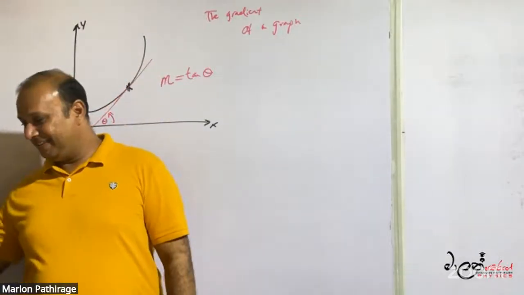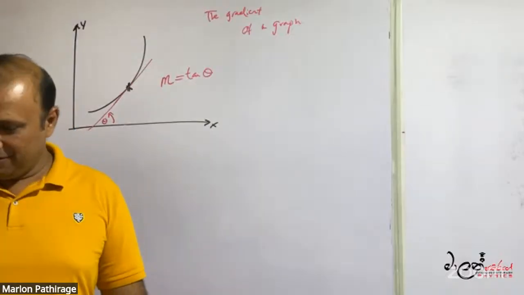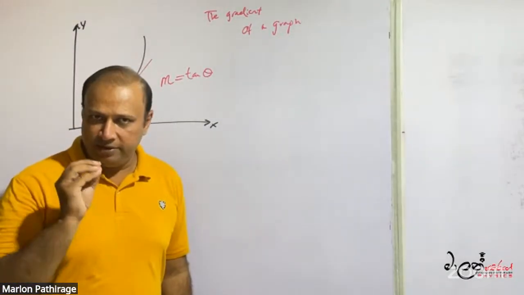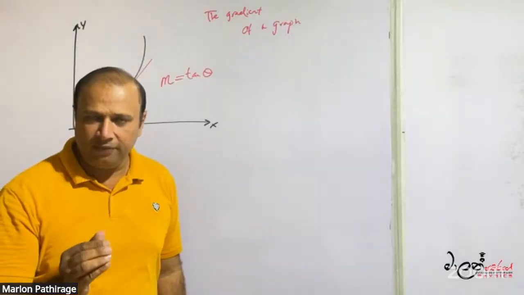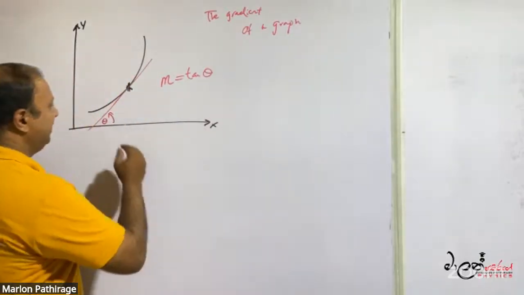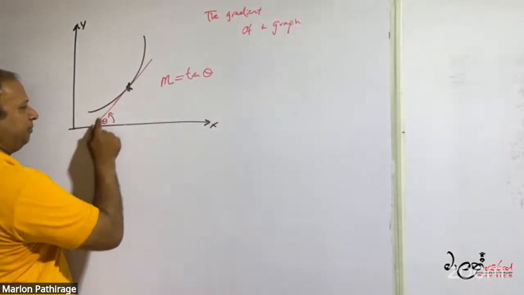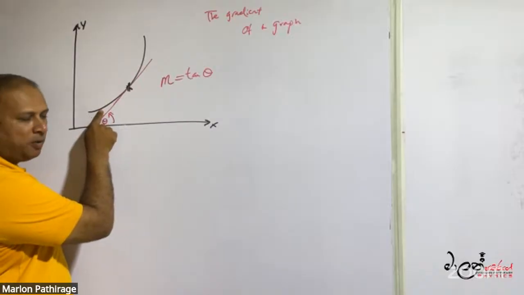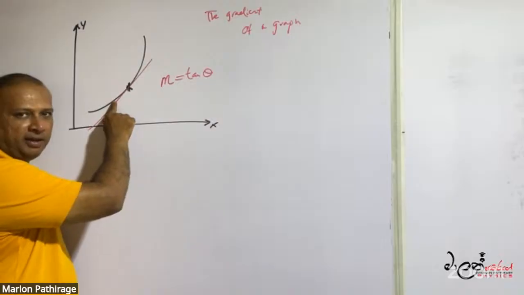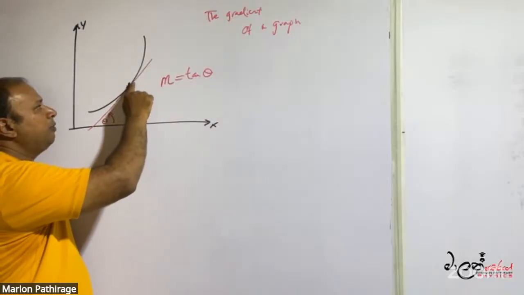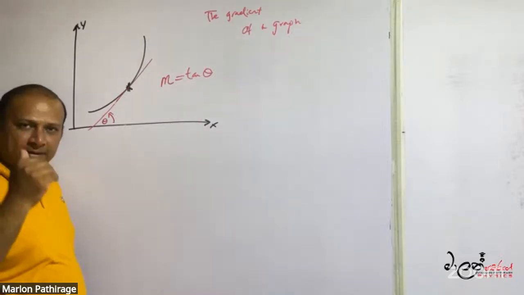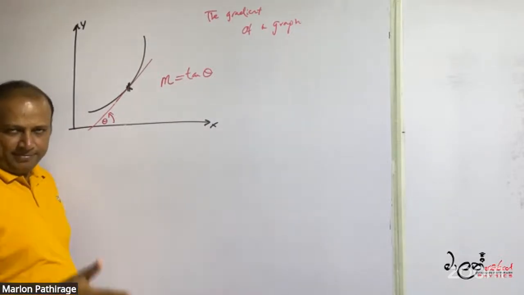Okay. Look at this one. The gradient of a graph changes from point to point. That means the gradient at this point may vary from the gradient at this point. Therefore, point to point gradient may vary. Sometimes it may not vary, but sometimes it may.